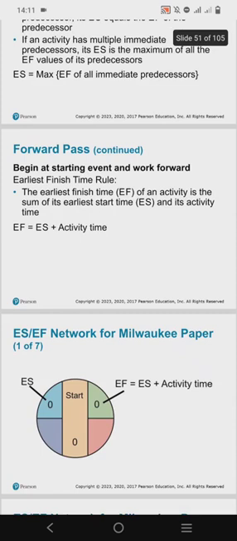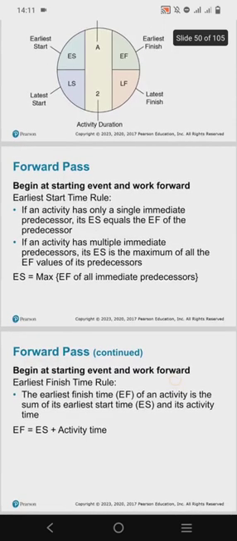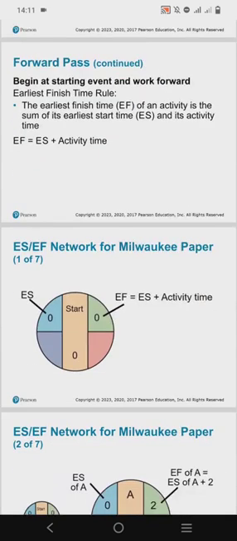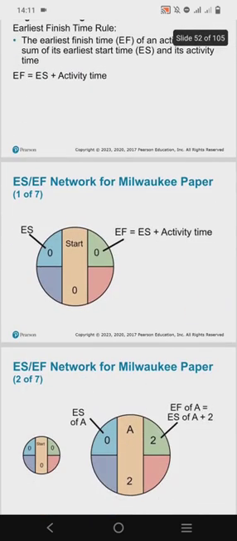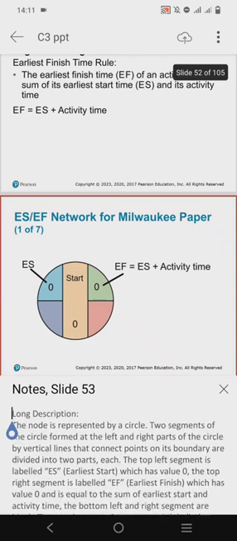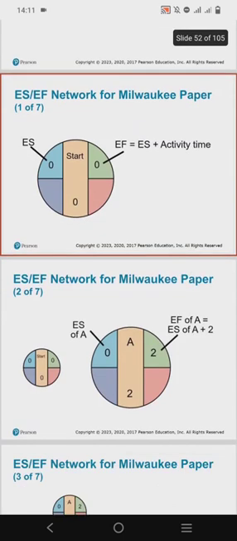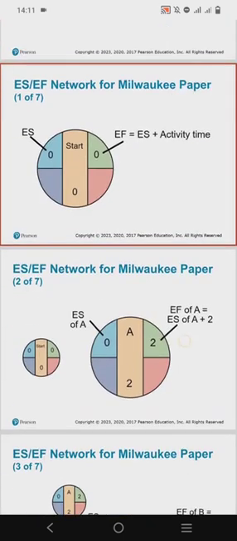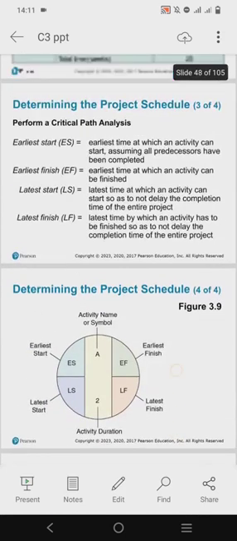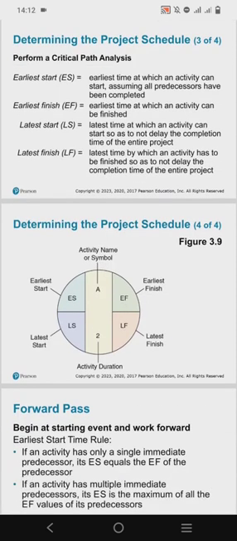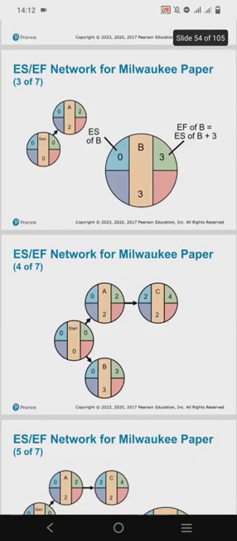So the earliest finish time has its own rule, which is that the earliest finish time of an activity is the sum of its earliest start time and its activity time. So therefore, earliest finish equals the earliest start plus activity time. This is the earliest start and earliest finish network for Milwaukee Paper. Milwaukee Paper is being used as an example to show the illustration of these terms. These are the different network illustrations for Milwaukee Paper, using the different steps in the critical path method, such as the earliest start, the earliest finish, the latest start, and the latest finish.